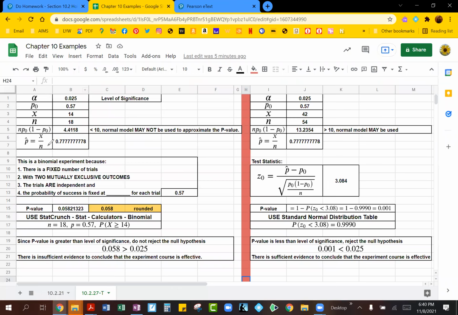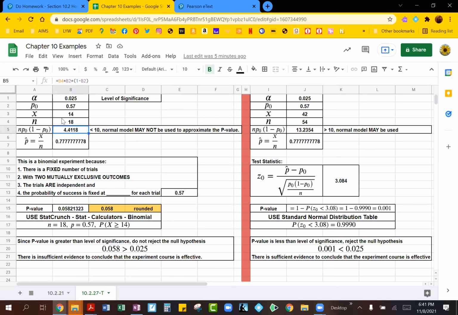You can see we have our p-value, x, n, and the level of significance. All of that I've listed over here. When I take my 14 out of 18 for the experimental course, you can see that probability comes out to be 0.777 repeating.